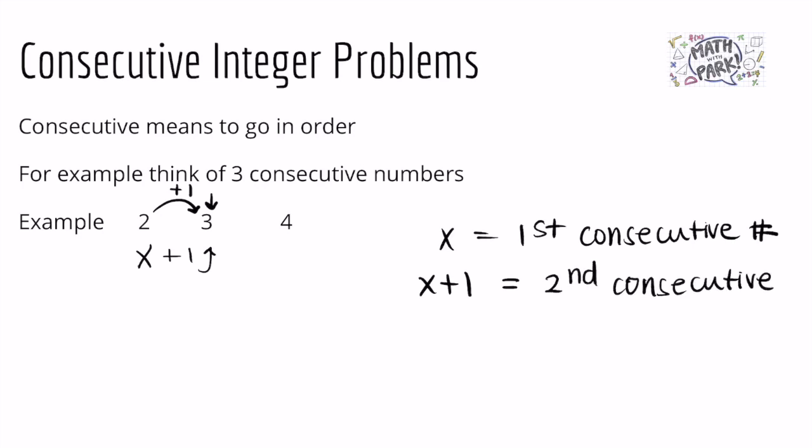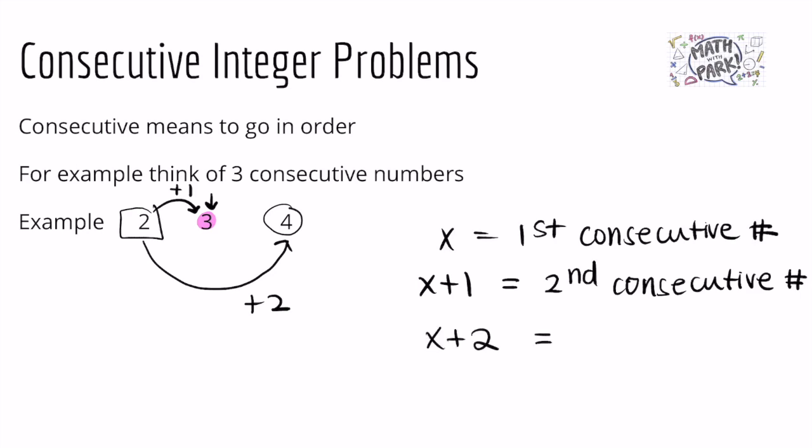So if I want to get my third consecutive number, which is 4, how do I go from 2 to 4? Now, if you said add 1, you're incorrect because 2 plus 1 is 3, so we're still at 3. But to go from 2 to 4, we add 2, and since x represents my first number, which is 2, we know x plus 2 will represent my third consecutive number.